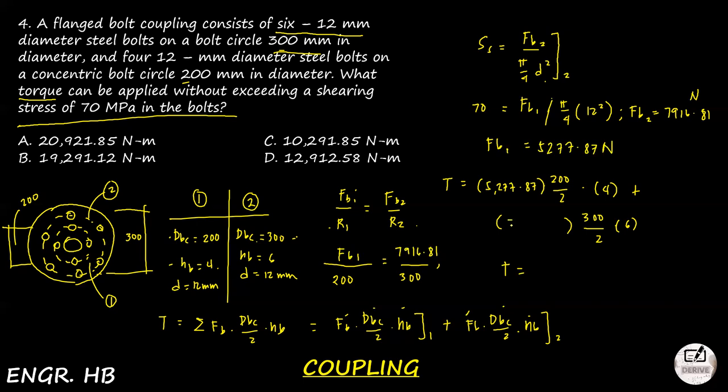Tapos ang FB2 natin is 7916.81. Okay, so unahin natin yung una. 5277.87 times 200 divide 2 times 4 plus 7916.81 times 115, kasi 300 divide 2 times 6. Teka, tama ba? Divide over 2.